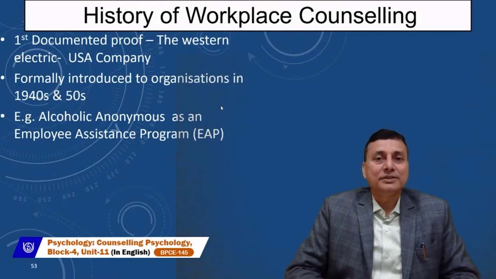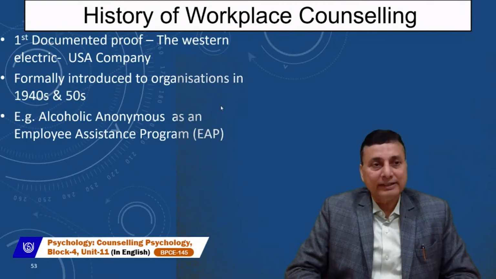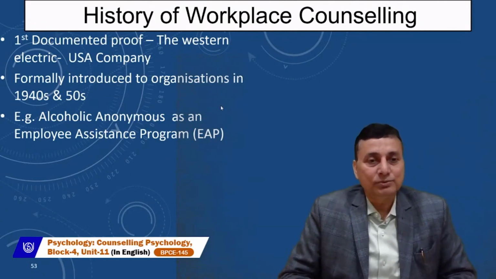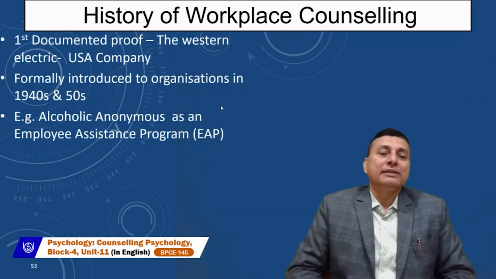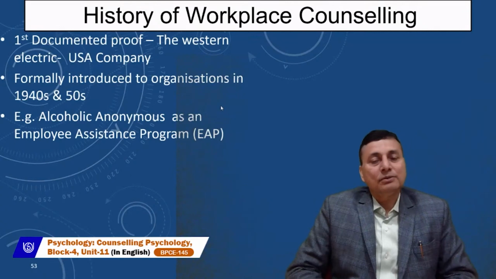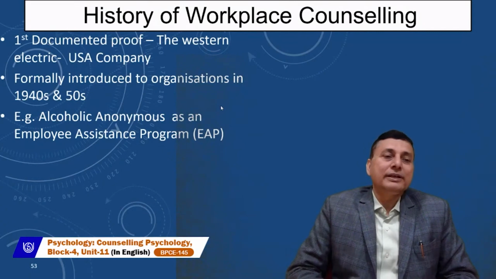So let us see the history of workplace counseling. The first documented proof is from the Western Electric company in the USA. It was formally introduced to organizations in the 1940s and 50s, for example, Alcoholics Anonymous as an employee assistance program. It was seen that those who are abusing drugs or alcohol have less productivity, are more absent, and are not punctual in jobs. So overall, it affects the productivity of the organization. So they started this program, Alcoholics Anonymous.